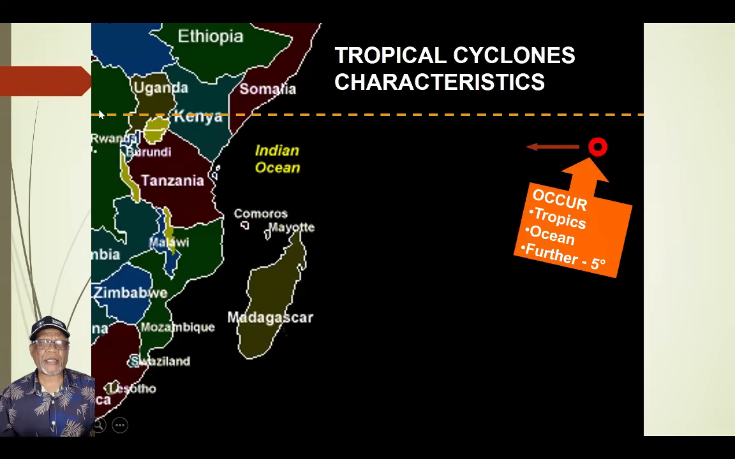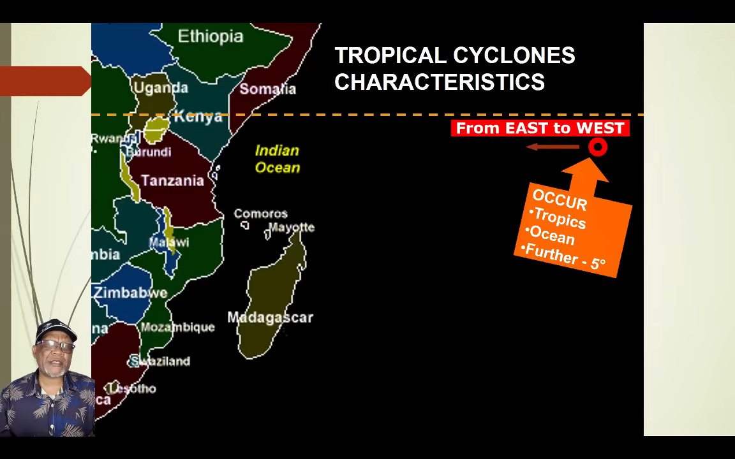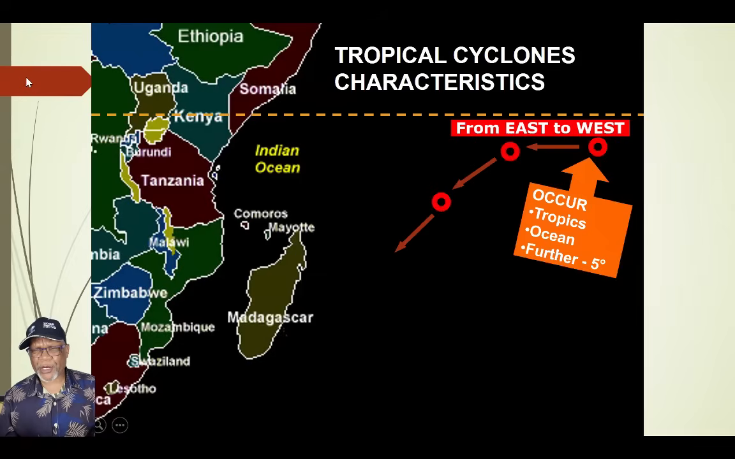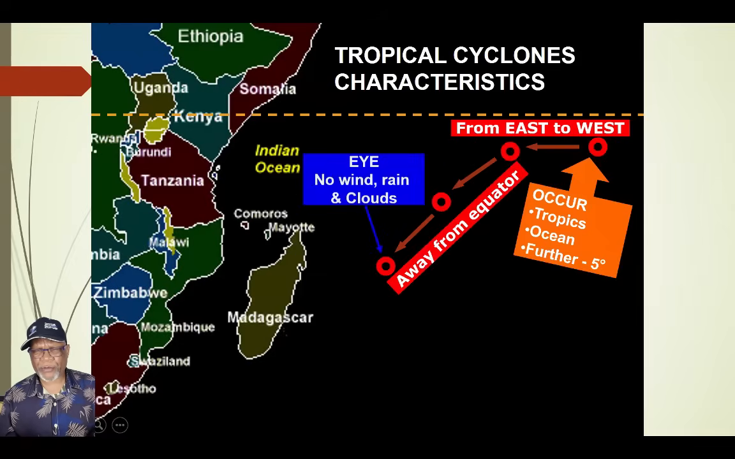Number one, it requires a strong Coriolis force. It requires sea surface temperatures of 27 degrees and above. And it also requires a lot of evaporation.